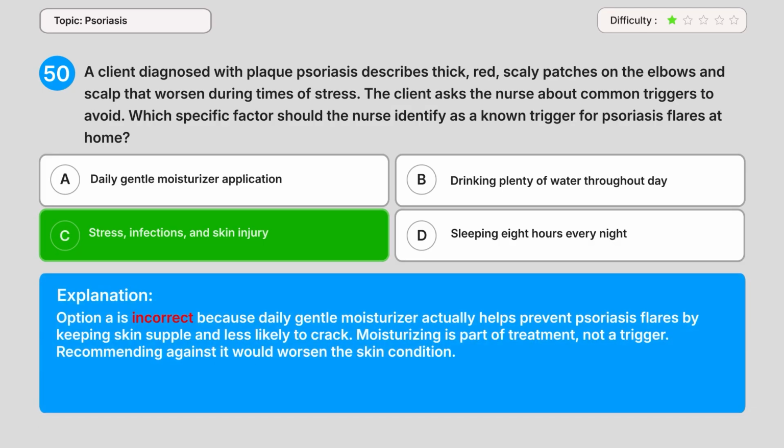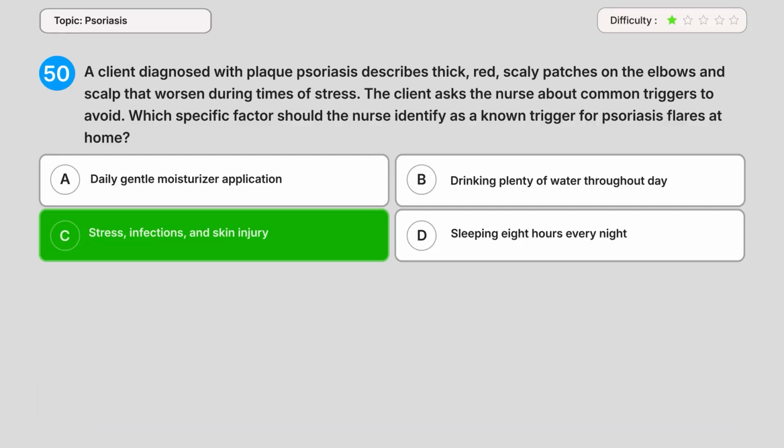Option A is incorrect because daily gentle moisturizer actually helps prevent psoriasis flares by keeping skin supple and less likely to crack. Moisturizing is part of treatment, not a trigger. Recommending against it would worsen the skin condition.